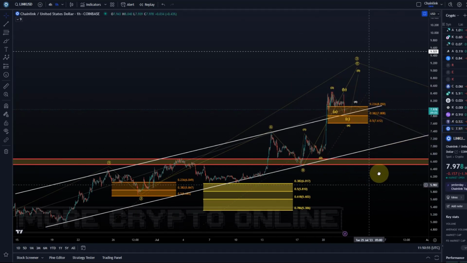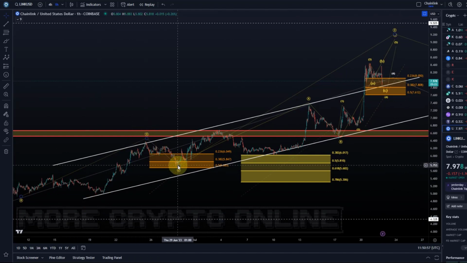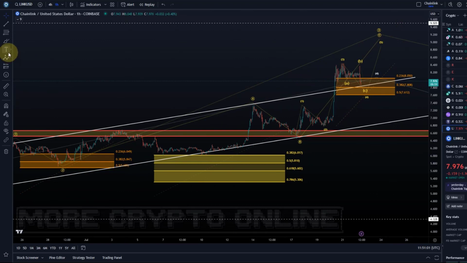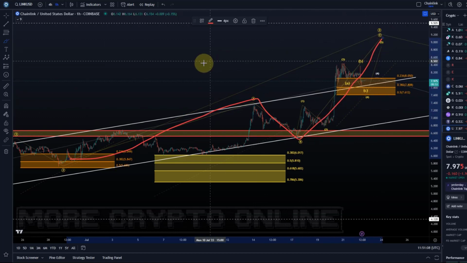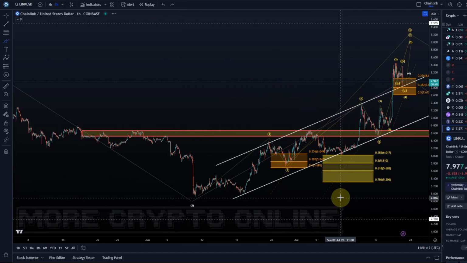Zooming in, we can see we already did the wave 1, we did the wave 2, and we're now in the wave 3. In the wave 3 we're tracking an ABC structure. That's just normal in a diagonal. So an A wave up, the B wave down, and we're now in the C wave. The C wave is always a 5-wave move, so we're going to take a look at that in a minute.